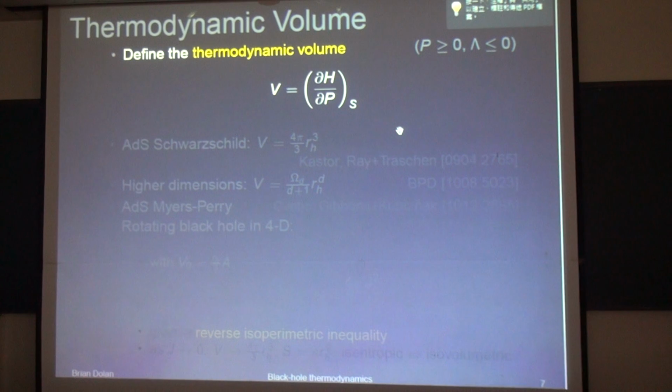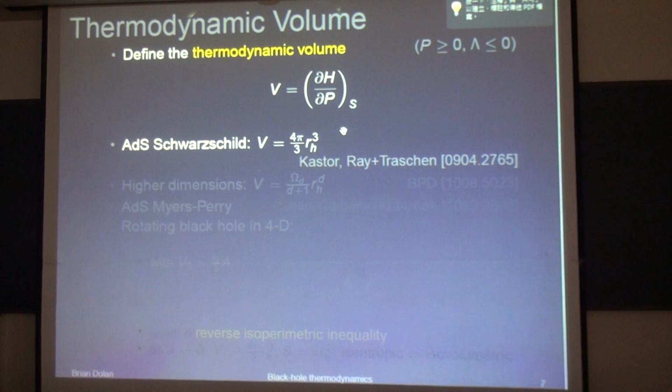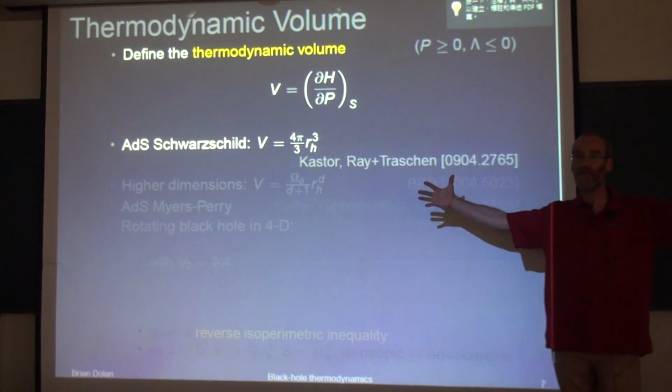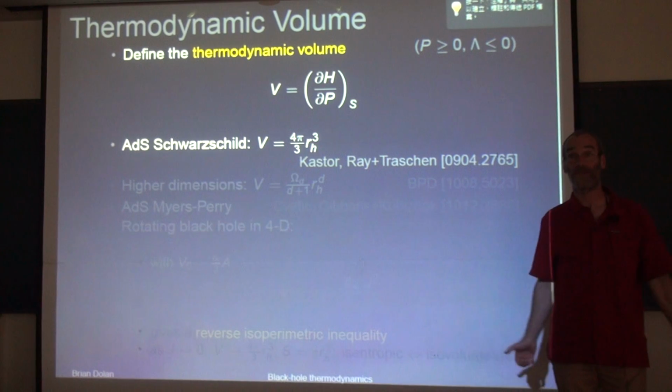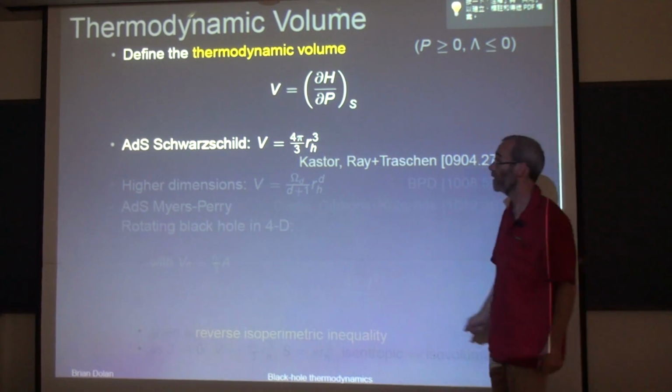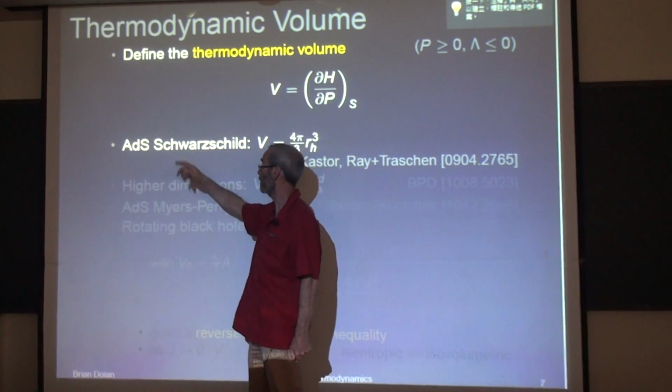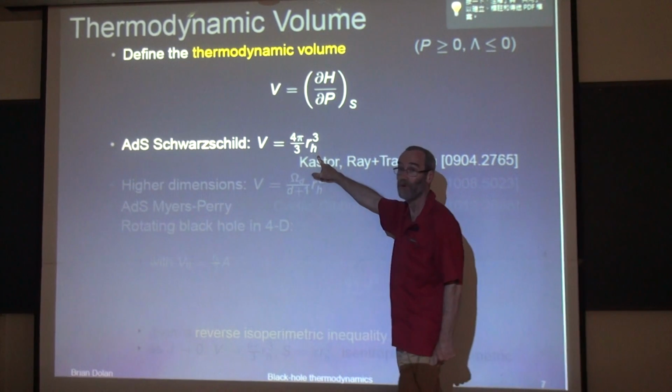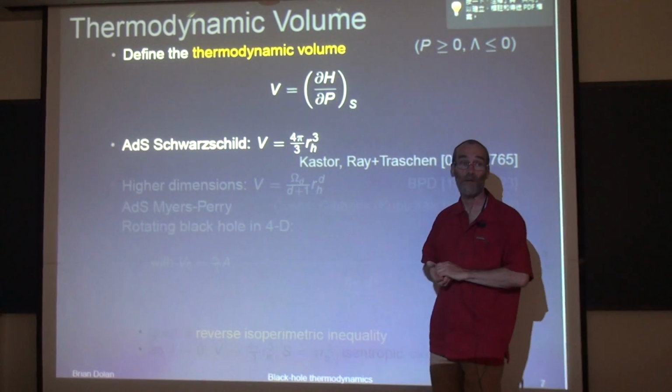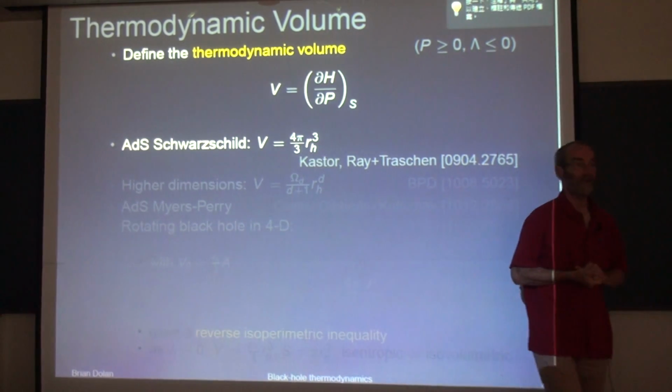So if we work out the thermodynamic volume for a Schwarzschild black hole, with a negative cosmological constant, so that means that very far away from the black hole, space-time is looking like anti-de Sitter space. So we take a Schwarzschild black hole embedded in anti-de Sitter space, work out the thermodynamic volume, you get 4 pi over 3 times the cube of the event horizon radius.